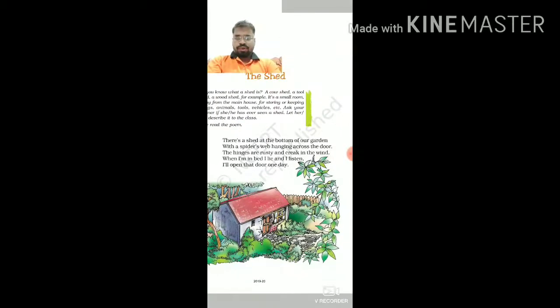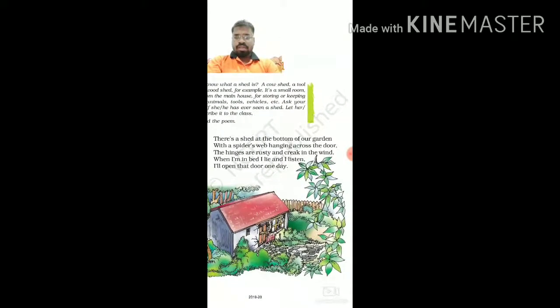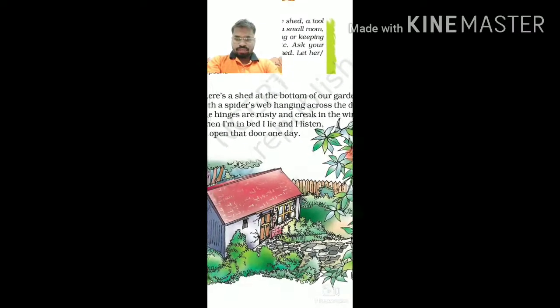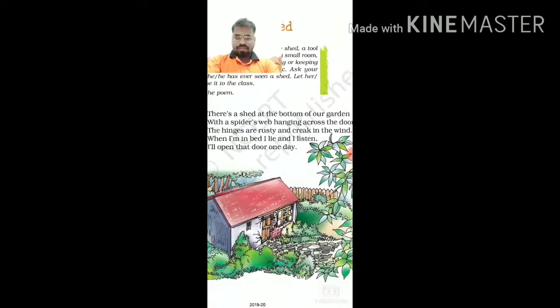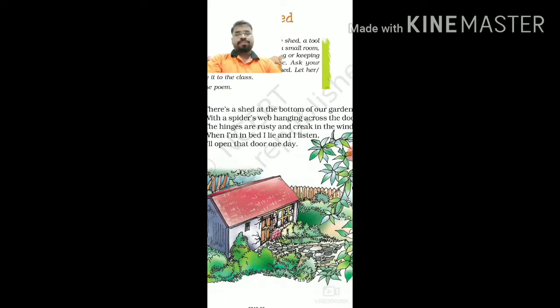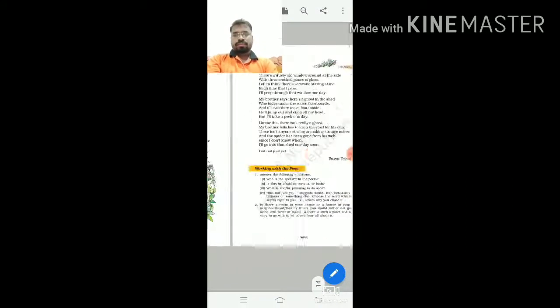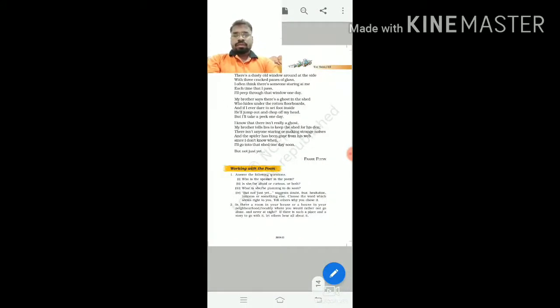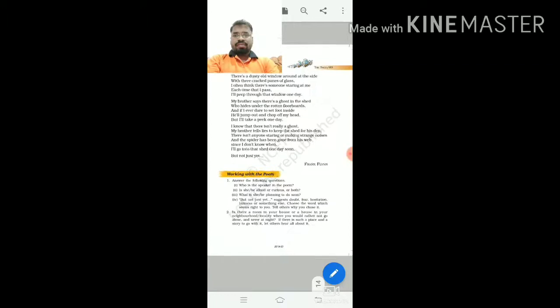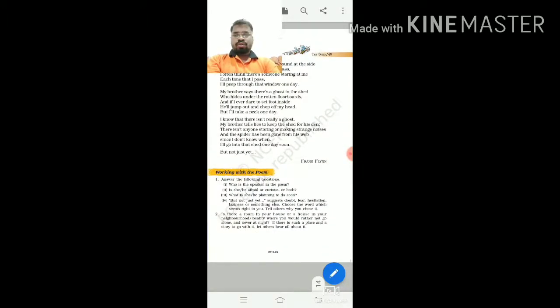Guys, if you observe the picture, here is a garden scene just around the tree, around the shed, and the door and the window. If you observe, look at those doors and windows, they were creaking because of wind and water. Next. So the poet was thinking that one day he is going to open the door anyhow.